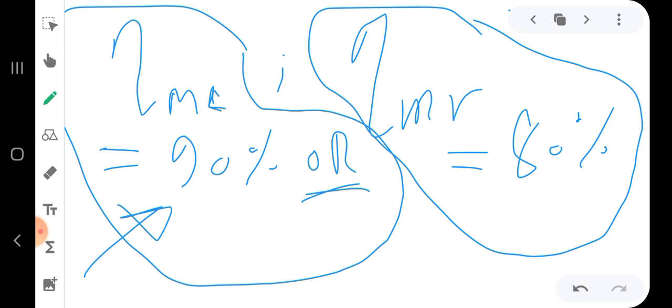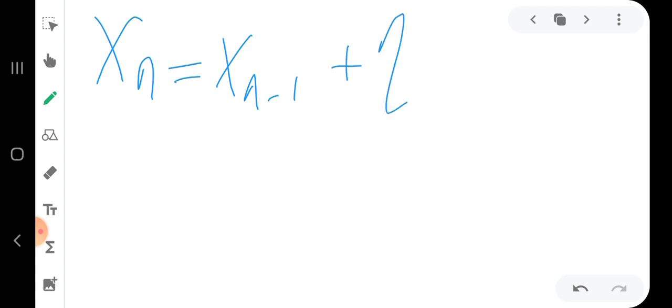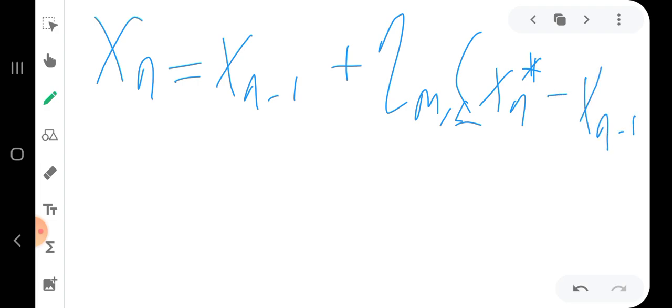We have a simple equation that says, for the Murphy liquid efficiency, xn is equal to xn minus 1 plus the Murphy efficiency for the liquid times (xn star minus xn minus 1). We have this equation. Let's explain this equation.